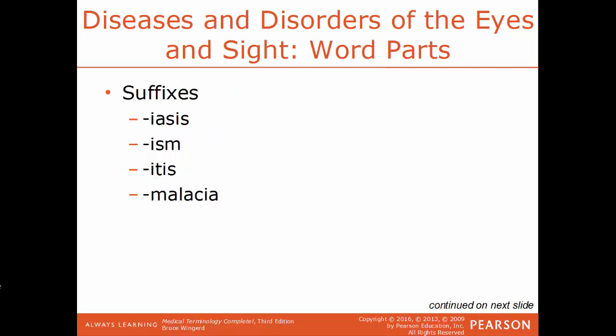Some common suffixes you'll see. Iasis is an abnormal condition. Ism is a process or a condition. Itis is the inflammation of. Malacia is the softening of. Opia, this is a vision condition. Pathy is a reference to disease. Plegia is a reference to paralysis.